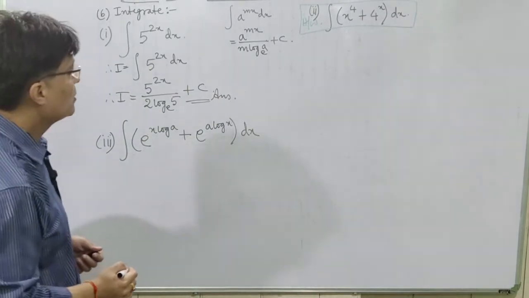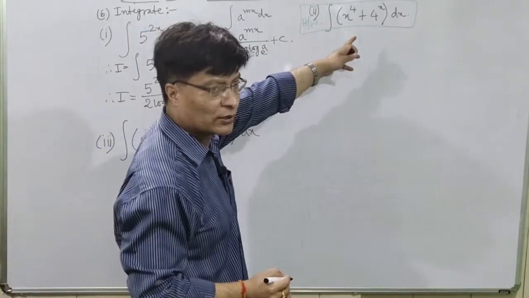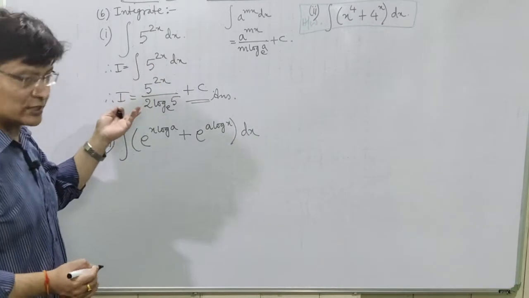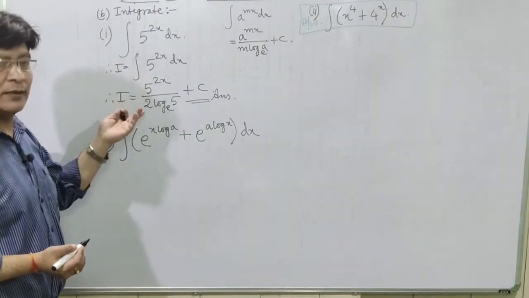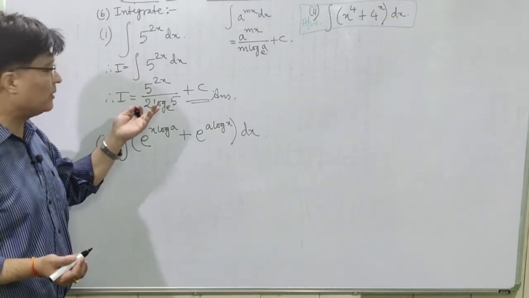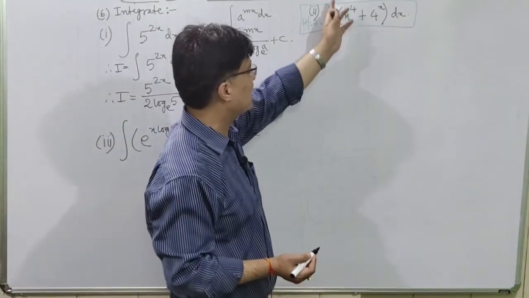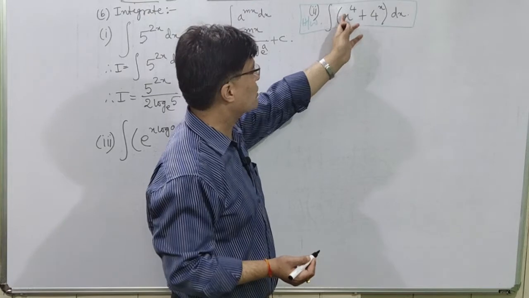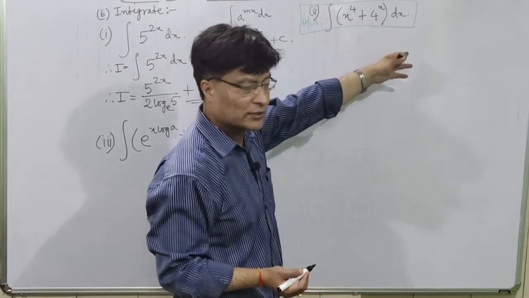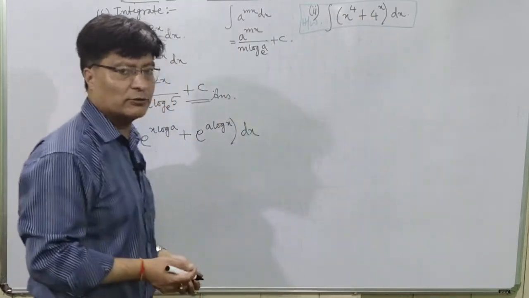Is that clear? So that number 2 will be a homework. This is only 2 steps. You can get the answer in 2 steps. Okay. So this is the answer. Now we can do this number 2 as homework. That is integration of, within bracket, x to the power 4 plus 4 to the power x dx. You can separate the terms and directly you can use the formula.